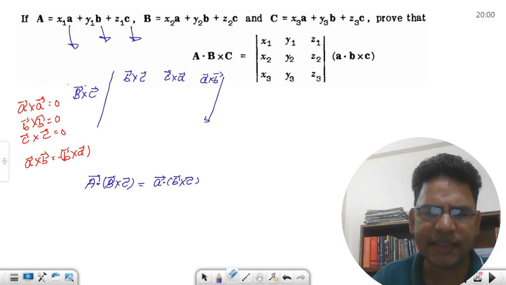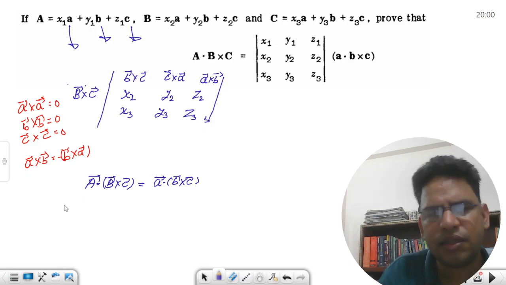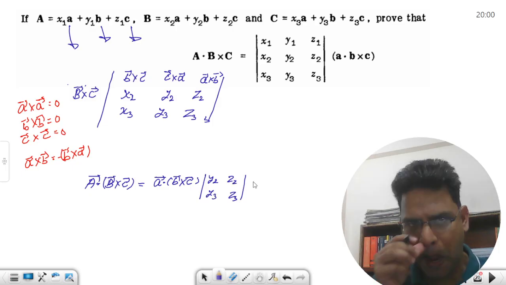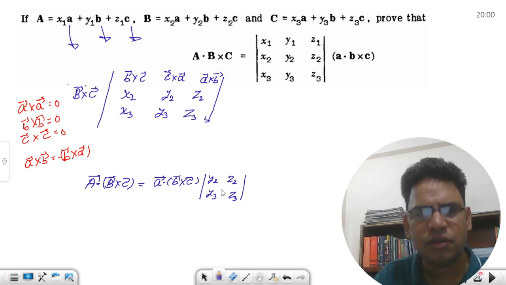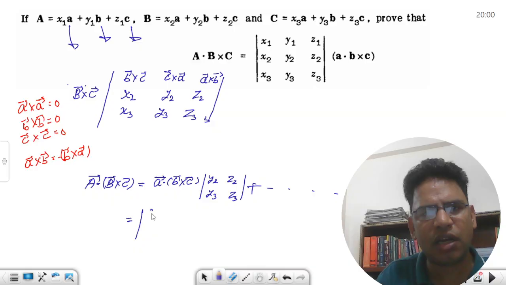Essentially this vector b is the same as, because it is written in terms of x2, y2, z2. This is written as x3, y3, z3, and now when you solve it, you are going to get y2, z2 and y3, z3. So A dot B cross C is going to be like this and so on. And therefore, you can easily solve it now.